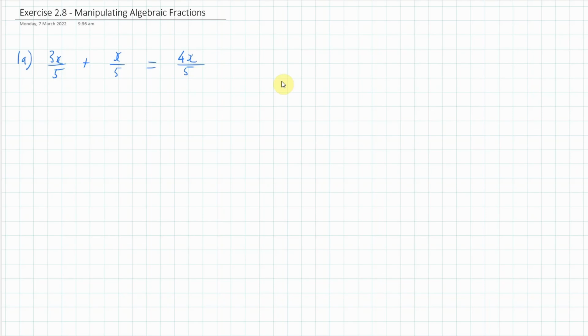I'll do one more from this section. How about this one here? 4x sevenths plus 2x sevenths minus x sevenths. And you can see here that we can add the first two, which is 6x over 7, and we can subtract this last one, 6x take away 1x, so it ends up being 5x over 7 as our final answer. So when the denominator is the same, very, very easy.